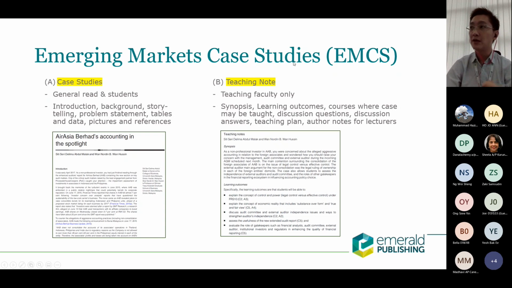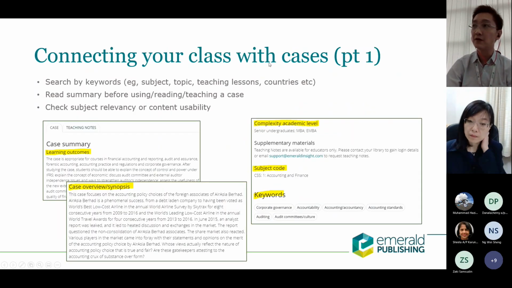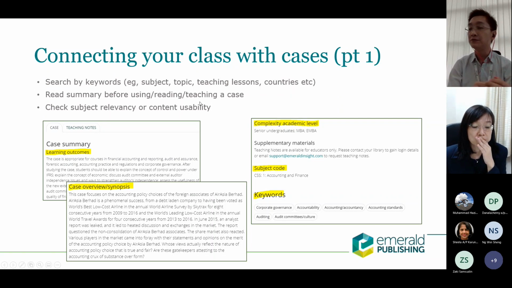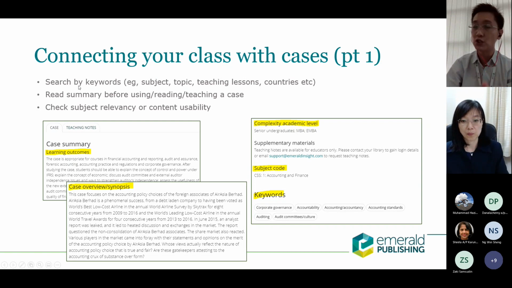All right, so the EMCS, as I said, just a recap, has these two: the case study PDF and the teaching note, also another PDF. So how do you connect your class with the cases? Very simple. If you go into the Emerald database, you can just search by keyword. You can search by topic, by subject, by teaching lessons, or you can even filter by the country that you want, for example, Malaysia.